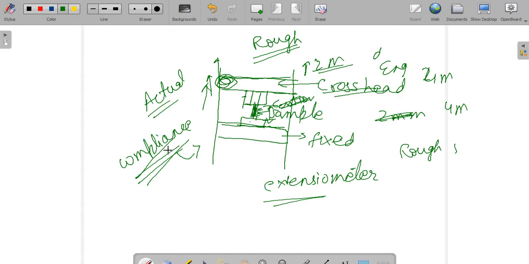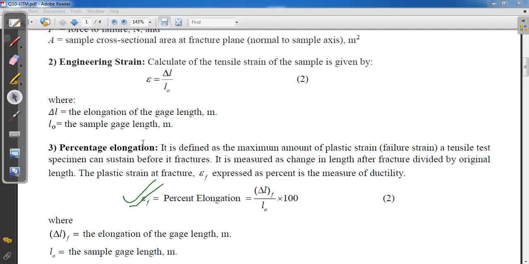So for accurate measurement, they give this compliance value of the machine. Then even if you don't have an extensometer, you can get these values accurately. So for that part, the compliance value comes. Okay, so let's see a few more definitions.